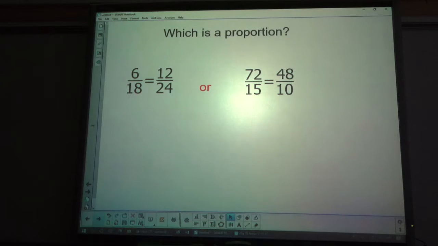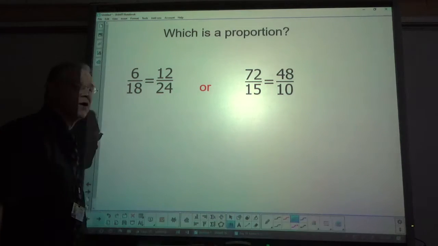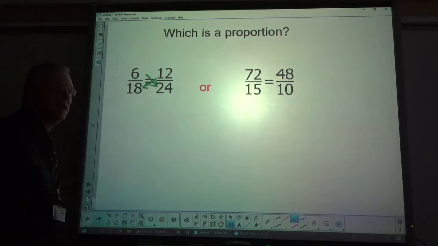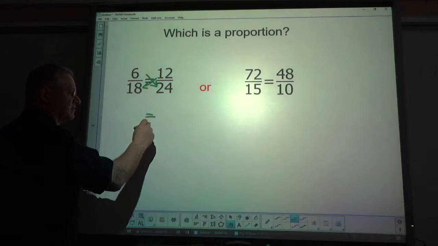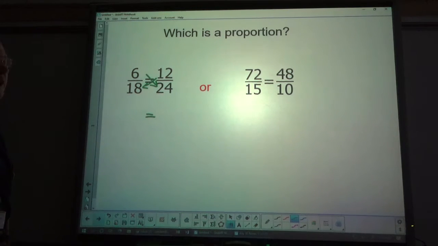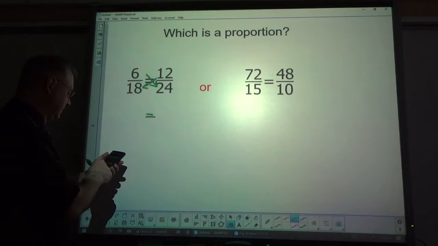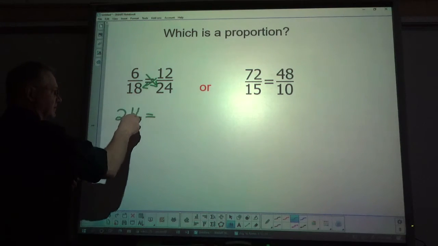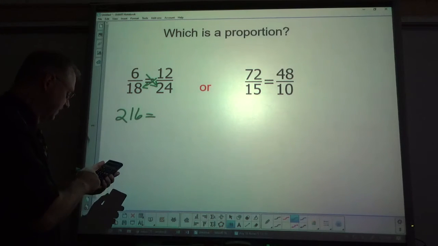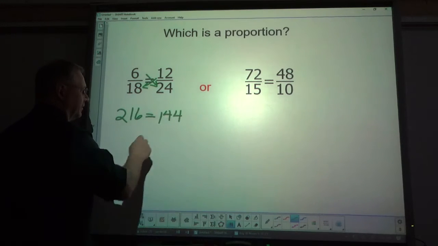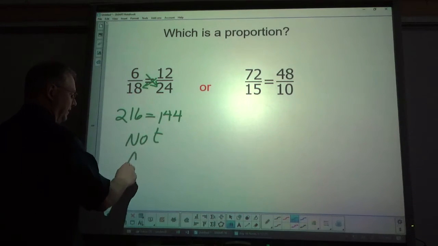Which is a proportion? To check this, I strongly suggest you cross multiply and compare the two results. If the two results are the same, then they are a proportion. If they are not the same, it is not a proportion. So when I multiply 12 times 18, for example, I get 216. When I multiply 6 times 24, I get 144. Not a proportion.